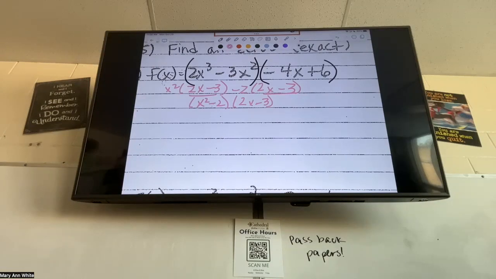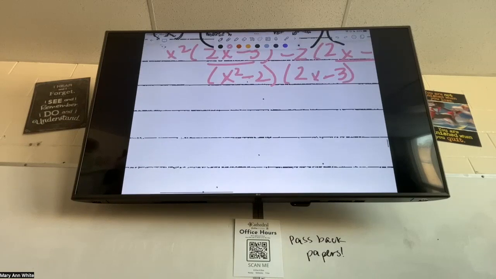I was helping someone the other day and they wanted to make that 2x minus 3 squared. That's not how it works. Because it's written twice, that's why we're allowed to do grouping. So it's not squared, it's just as is. Now that it's in factored form, I've got this times this, we can set each factor equal to 0 and solve for our zeros. So x squared minus 2 equals 0 and 2x minus 3 equals 0.